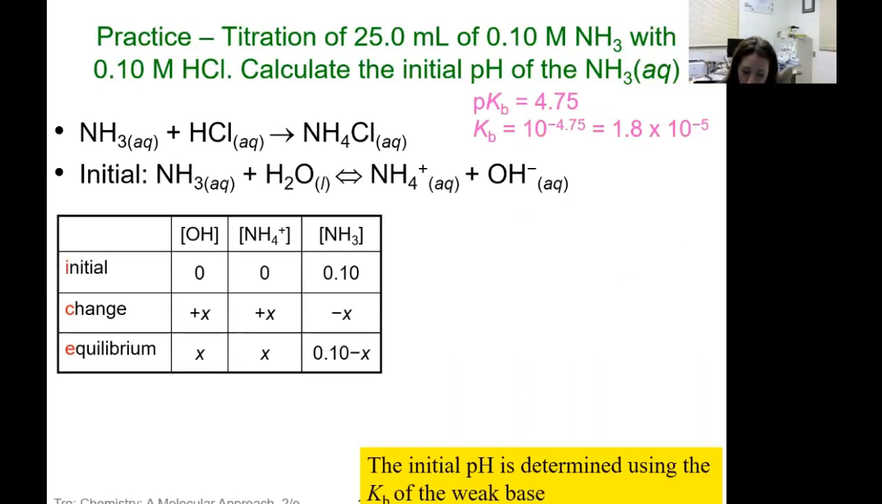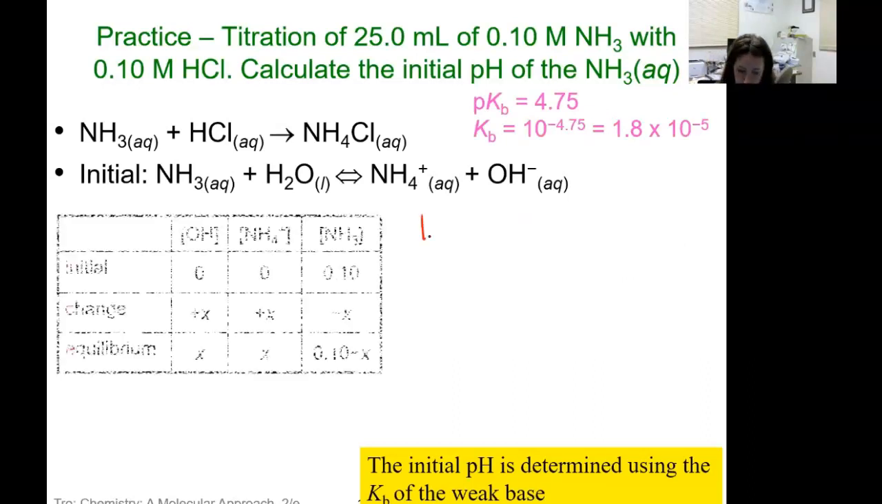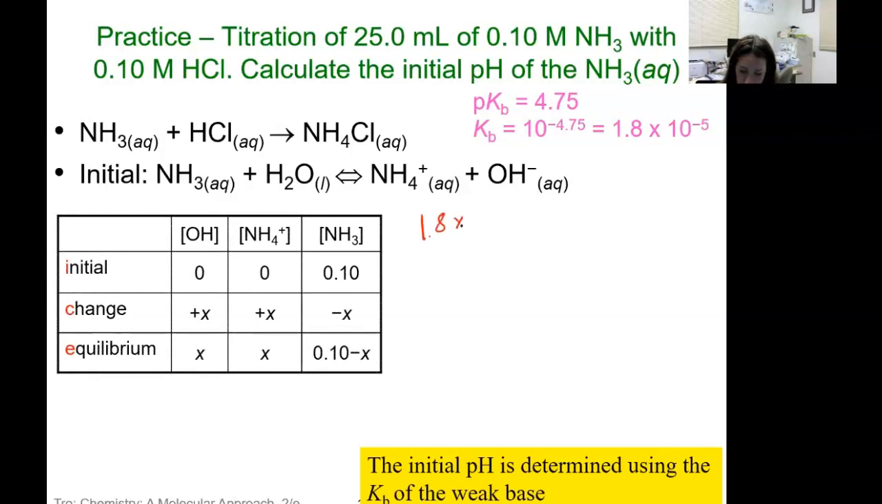So we end up with 1.8 times 10 to the negative 5 equals x squared over 0.1, because again, we're going to assume x is small. When we do that, we get x equals 1.3 times 10 to the negative 3.